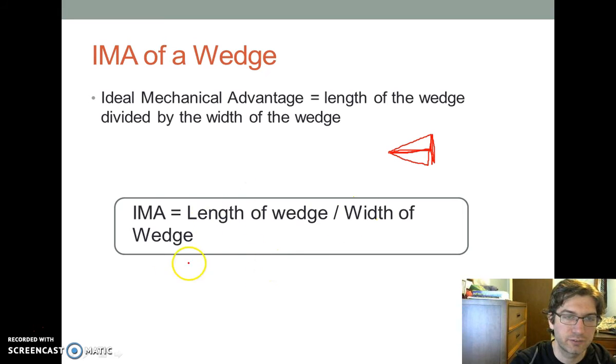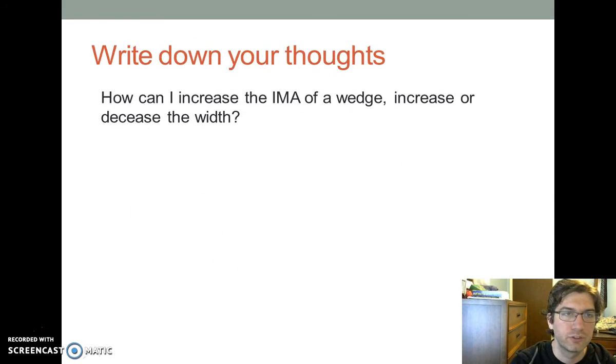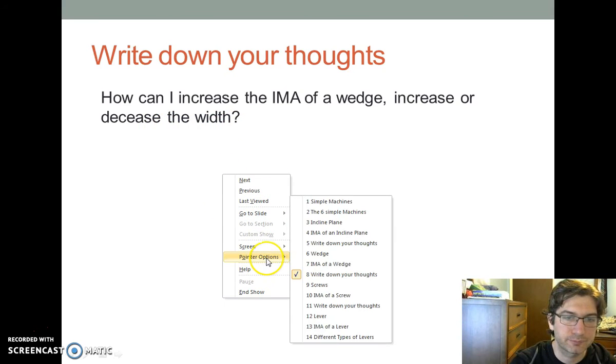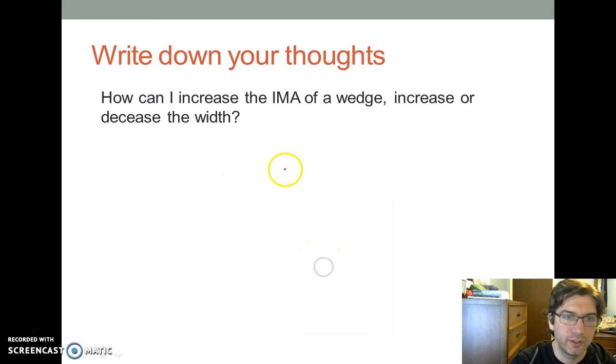So you can see how this is very similarly related to the ideal mechanical advantage of an inclined plane. So let's look at that. How can you increase the ideal mechanical advantage of a wedge? You increase or decrease the width. So again, our width would be this value here, and then over here would be our length. So our IMA here is going to be equal to our length over width.